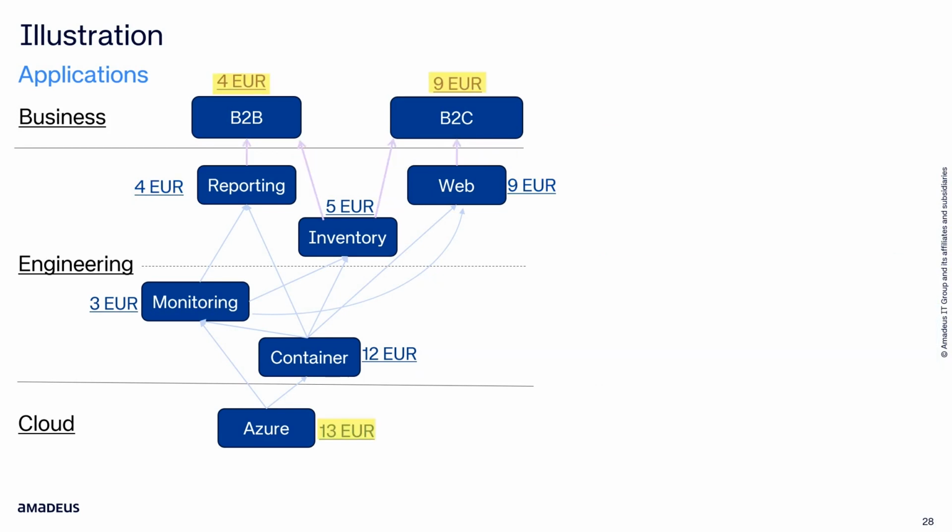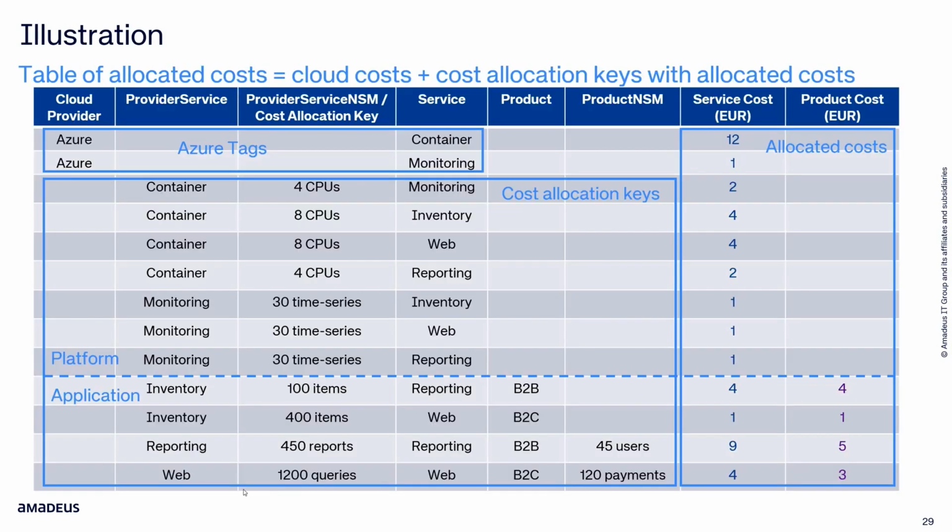Note that the sum of the costs of products, B2B and B2C, is 13 euros and it matches the Azure cost. We are done with the cost allocation practice. Congratulations! The result of the cost allocation is stored in a table which can be exploited and which is called the allocated costs. This table is simply the union of the costs that are allocated directly from the cloud based on tags and of the costs calculated from the cost allocation keys.